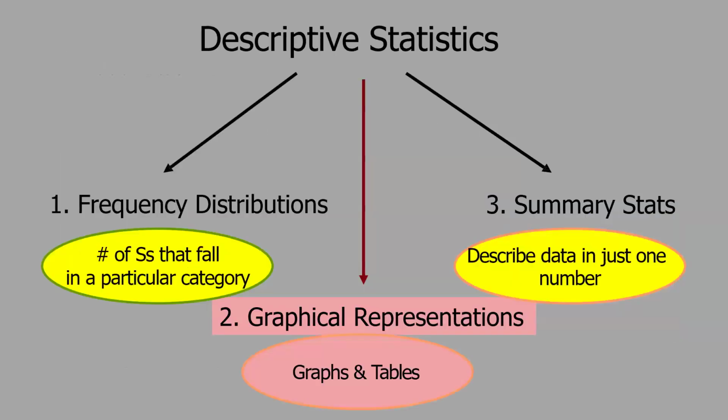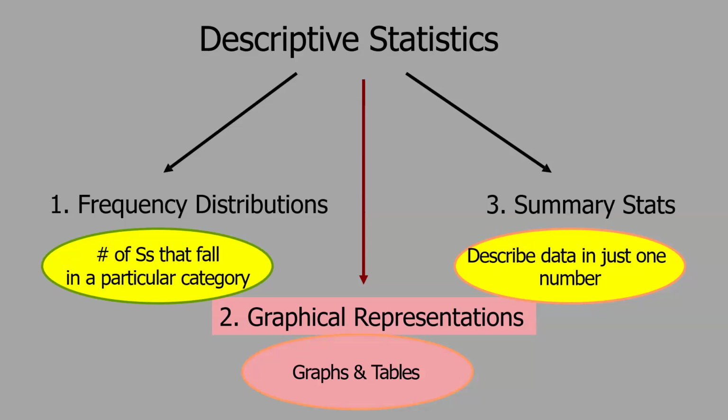Okay, so then we have the descriptive statistics. That is, you have frequency distributions and summary statistics. Under frequency distributions, it refers to the number of, say, S that fall in a particular category. That's just an example and an illustration.